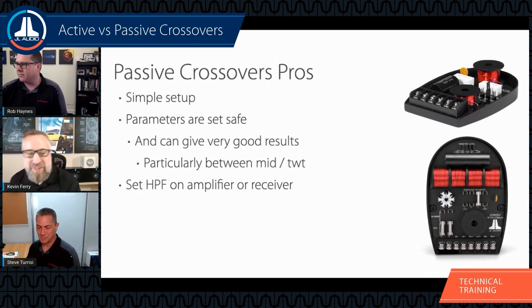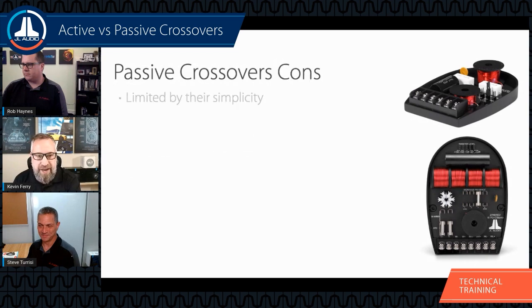Right. So the setup on them is fairly simple. You set your high pass filter on your amplifier, or if you're not using an amplified output and you're just using deck power, a lot of receivers have some sort of filter networks in them that you can go in and utilize a high pass filter off of that receiver to get you set up. So it is a fairly simple setup.